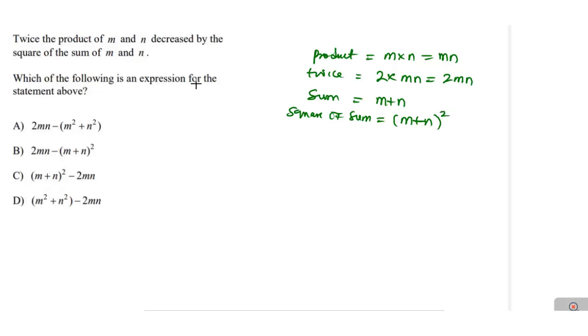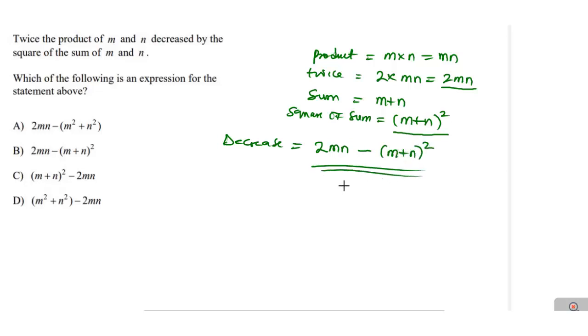Then square, right? So let's now go back to the connecting statement. Twice the product of m and n, this is twice the product of m and n, decreased by the square of the sum of m and n. The square of the sum of m and n is this. So the word decrease in this case means 2mn, which we got here, minus m plus n, then square. So this is the correct answer to this problem.